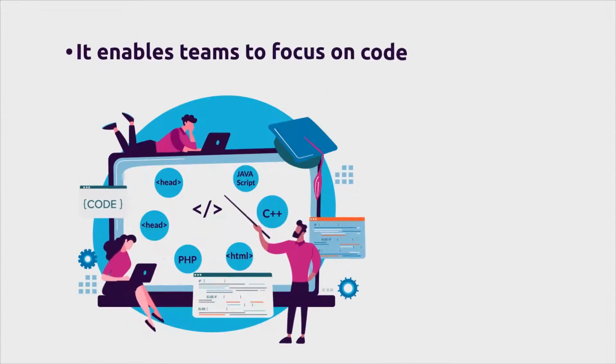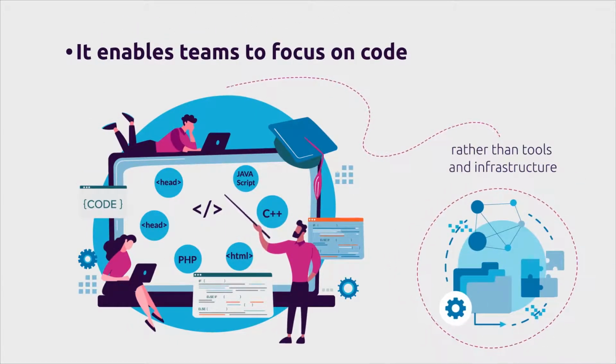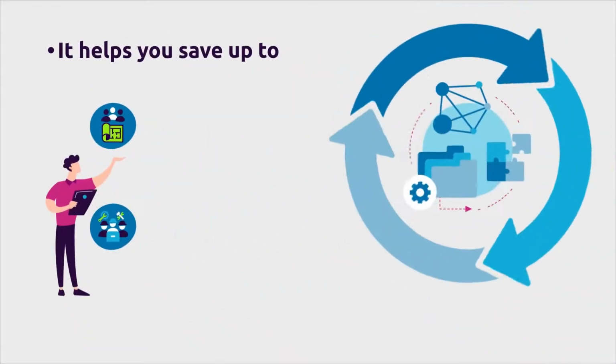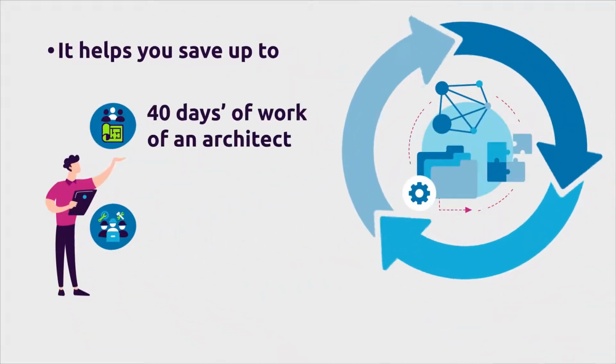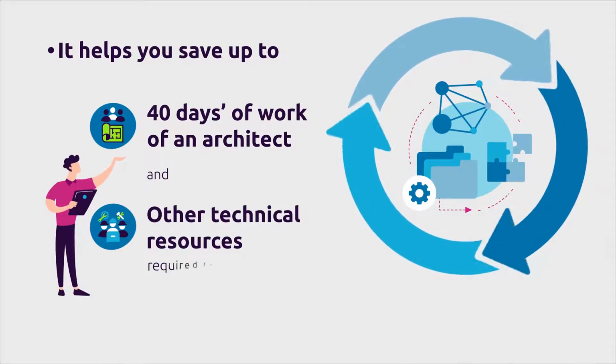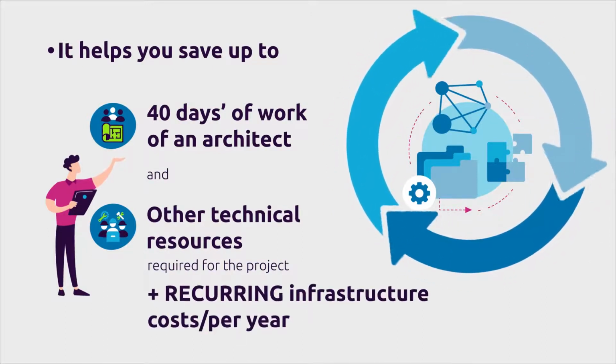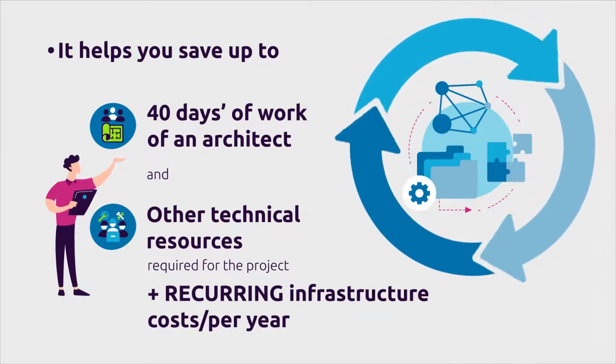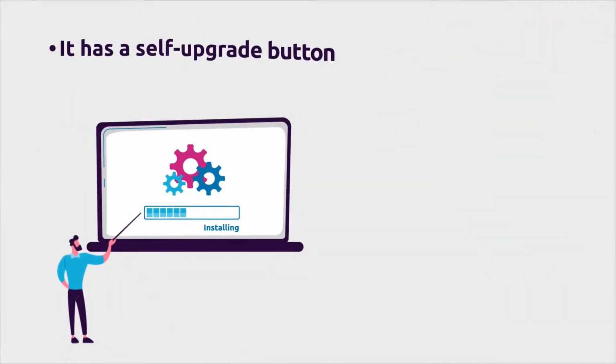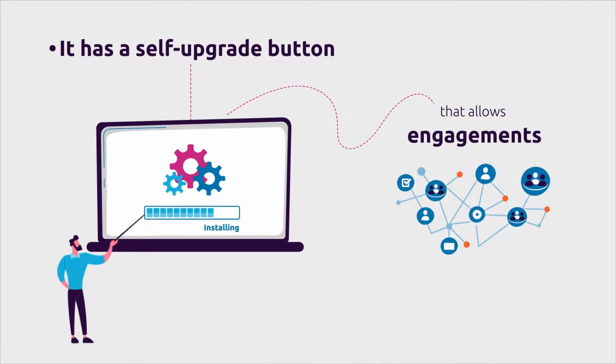It enables teams to focus on code rather than tools and infrastructure. It helps you save up to 40 days of work of an architect and other technical resources required for the project, plus recurring infrastructure costs per year. It has a self-upgrade button that allows engagements to install quarterly releases whenever needed.